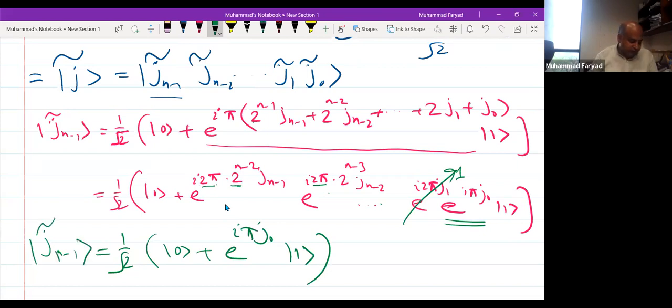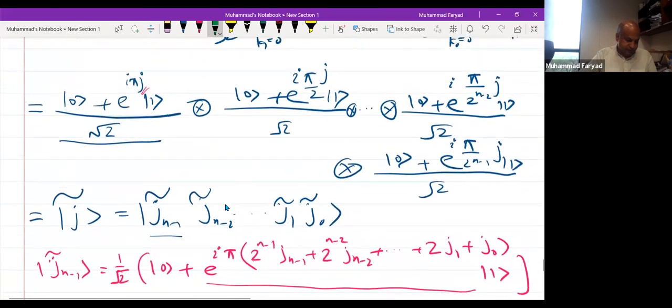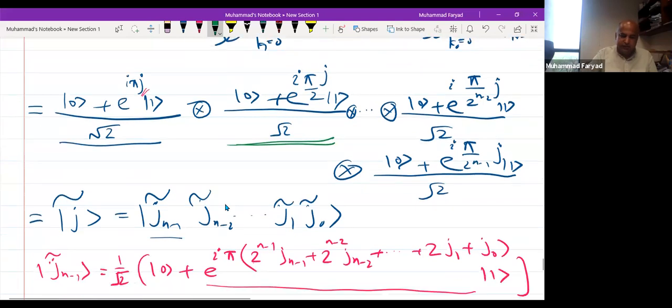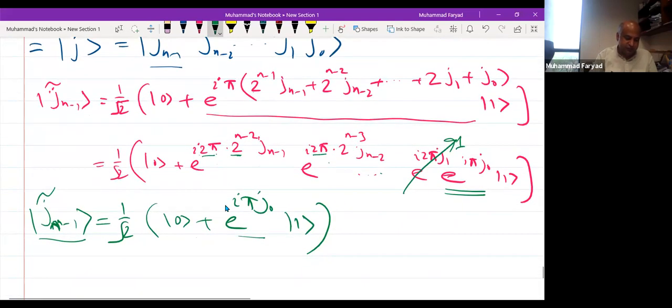So the most significant qubit can easily be obtained by applying a Hadamard on j naught, because a Hadamard on j naught will give me this required phase. So this bit is taken care of. Let's see the next term. So the next term is exponential iota pi by 2j. Is everybody okay with this term?